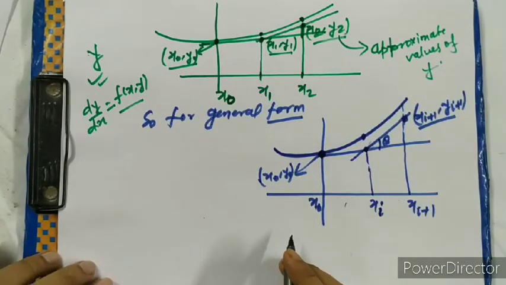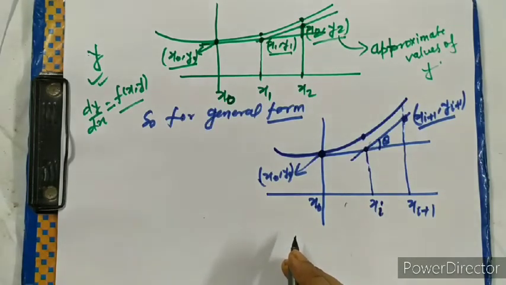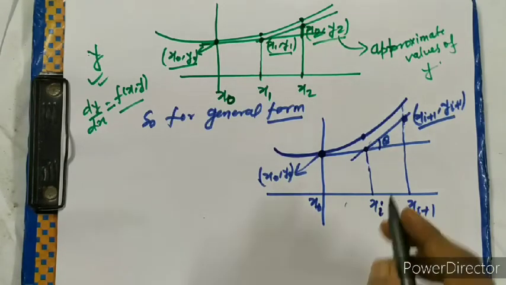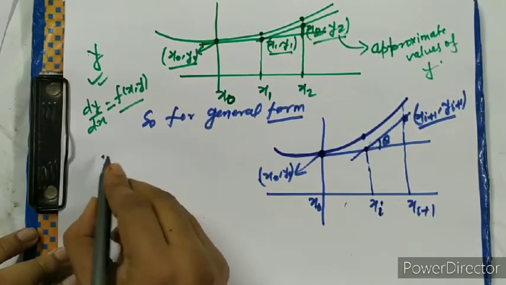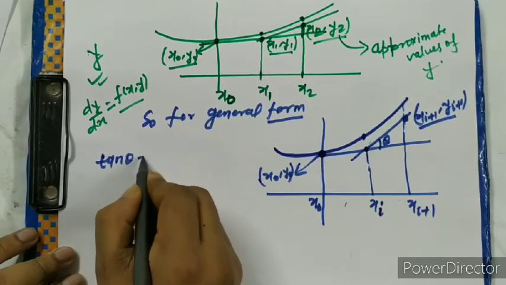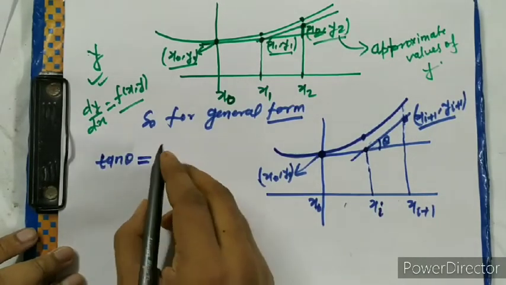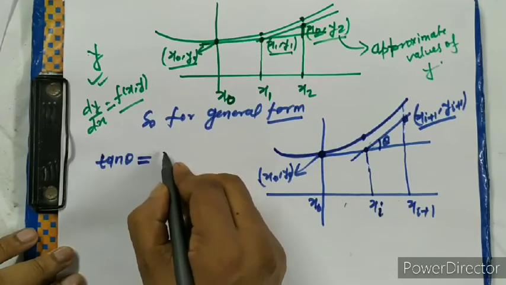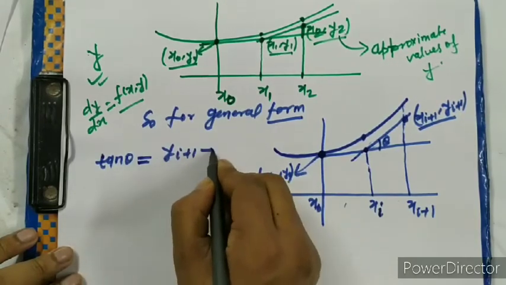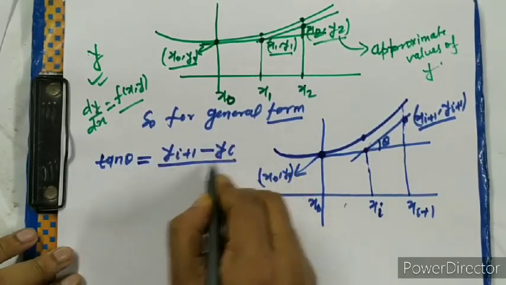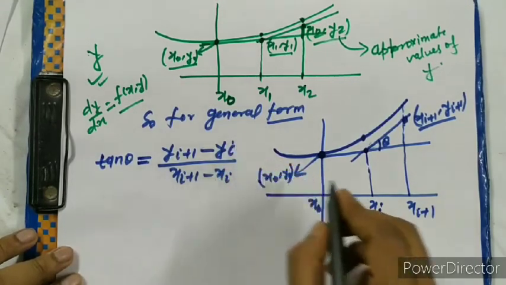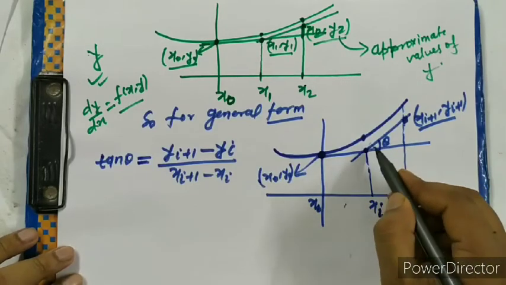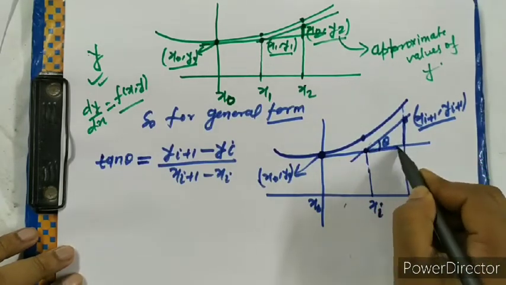So how will we generate the general formula of Euler's method? How will we write the slope of any function? tan theta is equal to (yi+1 − yi) divided by (xi+1 − xi). This is very simple because tan theta is equal to this by this.